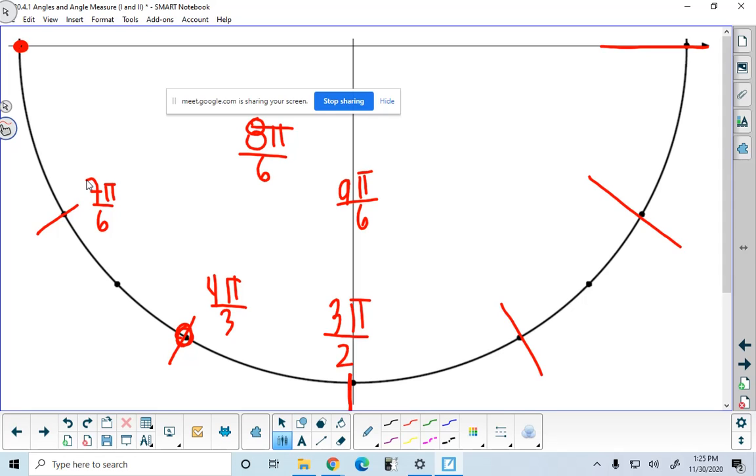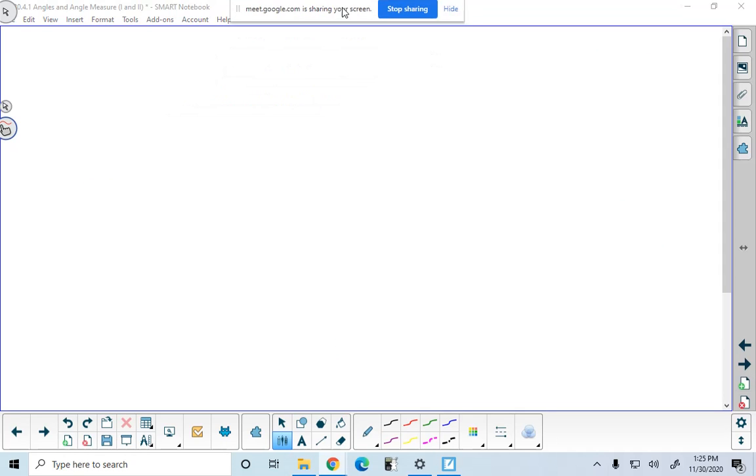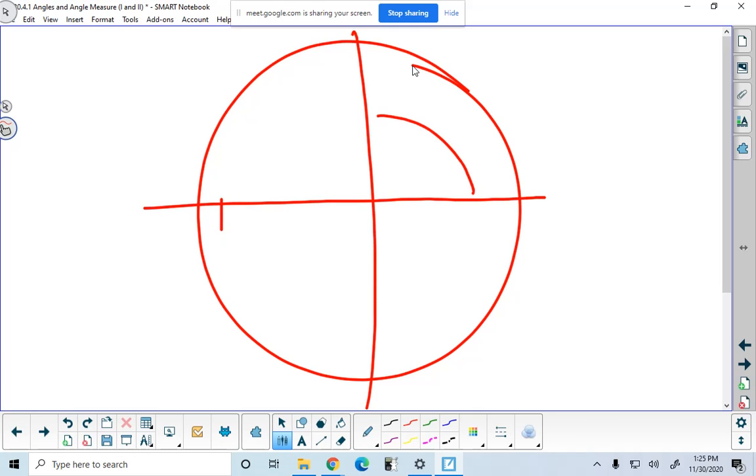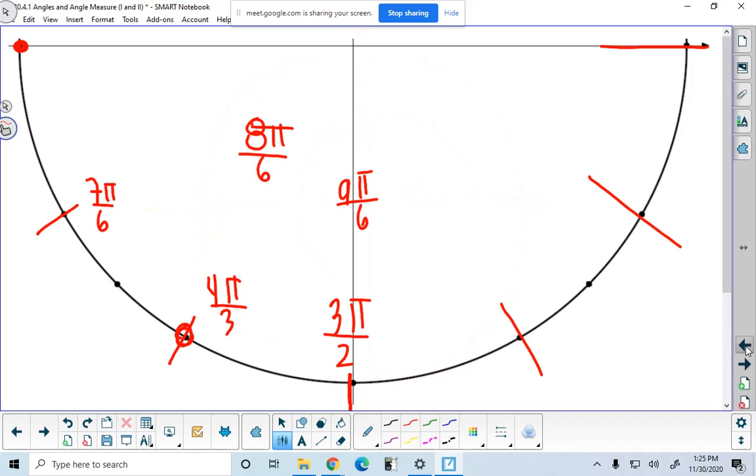Well, I want to just take a little detour away for a second. 3 pi over 2 is at the bottom. That should make sense to you because this is a pi over 2, this is a pi over 2, that's a pi over 2. It's 3 pi over 2s. Okay, where were we? 9 pi over 6 at the bottom. That would make this one 10 pi over 6, which reduces down to 5 pi over 3.